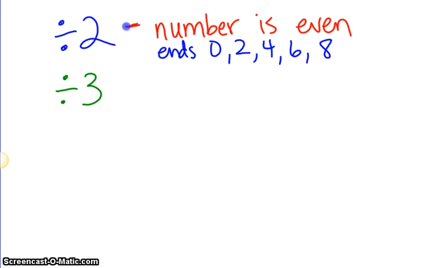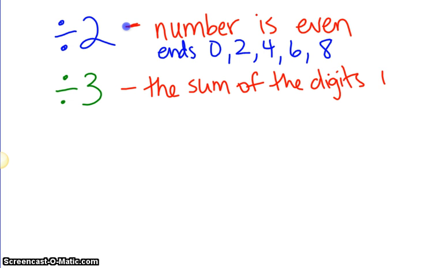Then we have our divisible by 3 rule. How do we know if the number is divisible by 3? Well, I'm going to use the correct definition, and I'm going to use a lot of math words in that definition, so then I'll explain it after I use it. So a number is divisible by 3 if the sum of the digits is divisible by 3.